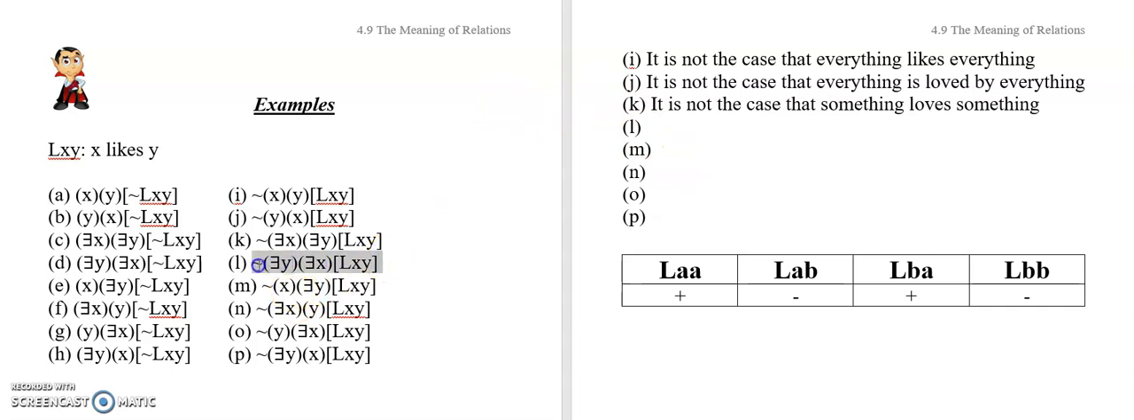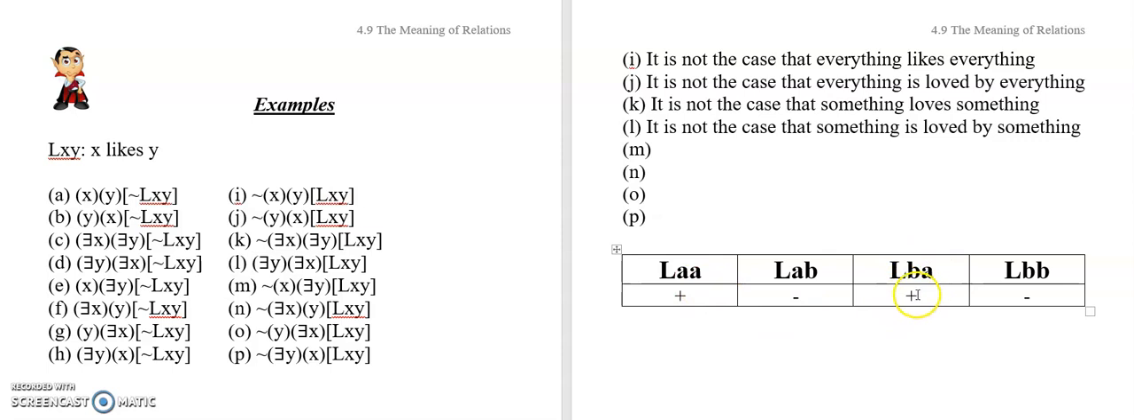All right, L. Let's see here. What do we have? We've got, it's not the case that something is loved by something. So let's get our translation. It is not the case that something is loved by something. And once again, if this leading negation is bothering you, let's just picture it without it, okay? Without it, what do we get? Something is loved by something. Well, that's true. A is loved by A, and A is loved by B. So with the leading negation, that's going to be false on this particular domain of discourse. Okay? All right, I hope this is helping you really understand.